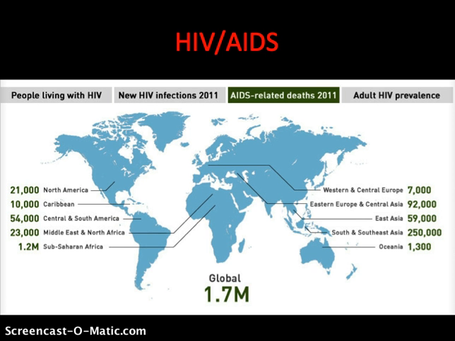In terms of AIDS-related deaths, in 2011 there were 1.7 million globally, with 1.2 million of those coming in Sub-Saharan Africa, and you can note here too the 250,000 that are occurring in South and Southeast Asia. So again, in terms of global distribution of the burden of disease, we see this very heavily situated in the context of Africa.